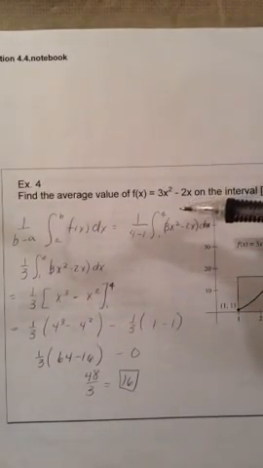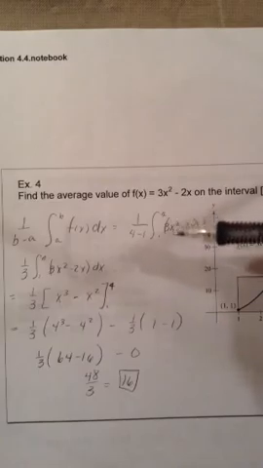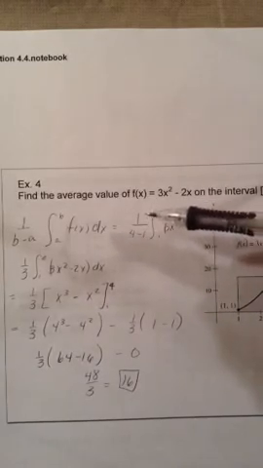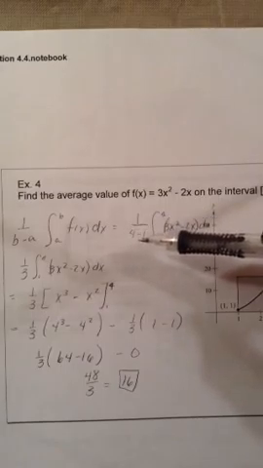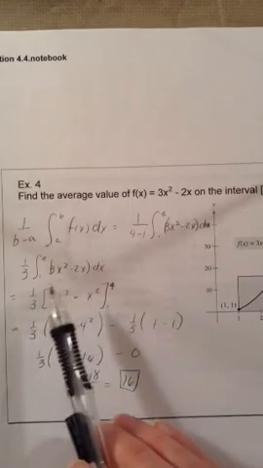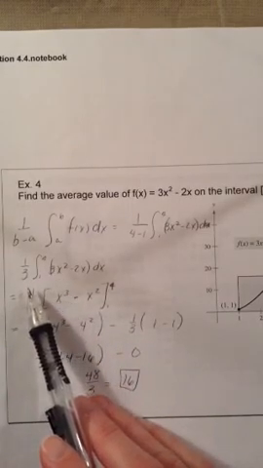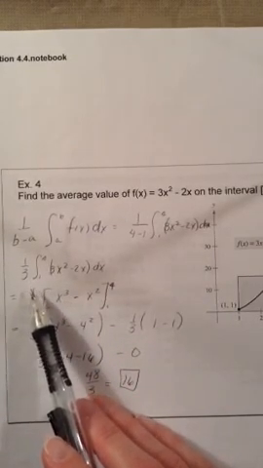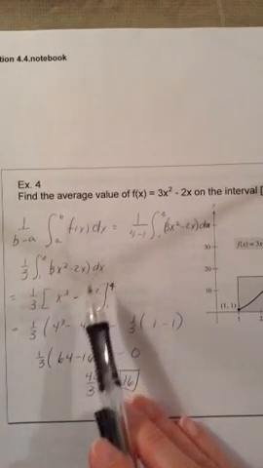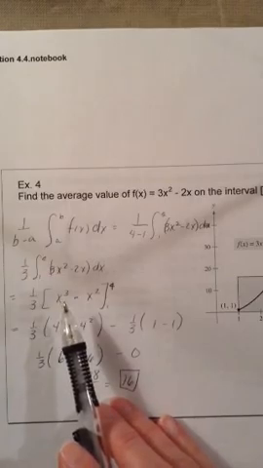So here I've substituted in my function for f of x. Don't forget your dx. We're going from 1 to 4, and it's 1 over b minus a, 4 minus 1. In this next step, I have that 1 over 4 minus 1 is 1 third, and I haven't done anything else to this point. In the next step, I go ahead and take the integral.